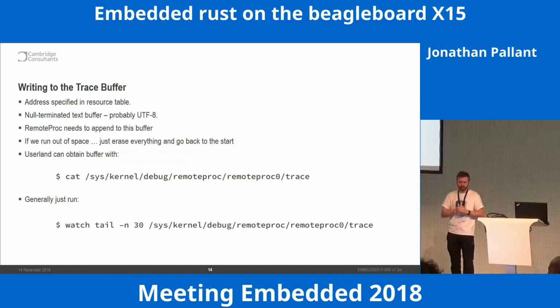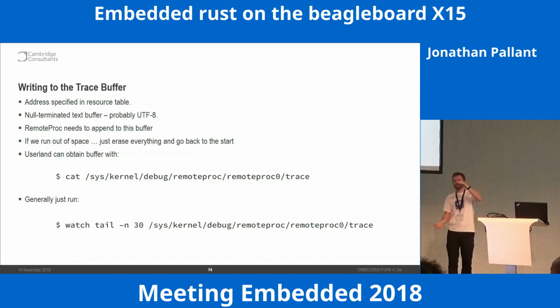The trace buffer. So in that resource table, I can say there is a trace buffer. It is at this address. And all I have to do is put some null terminated text at that address, and then in the kernel, in Linux world, I can just run this cat command, and my text appears. Not entirely clear what the encoding is. Let's assume it's UTF-8. Everything's UTF-8, right? So all my Cortex-M4 needs to do is append to this text buffer. I've allocated, I think, 32 kilobytes of memory.